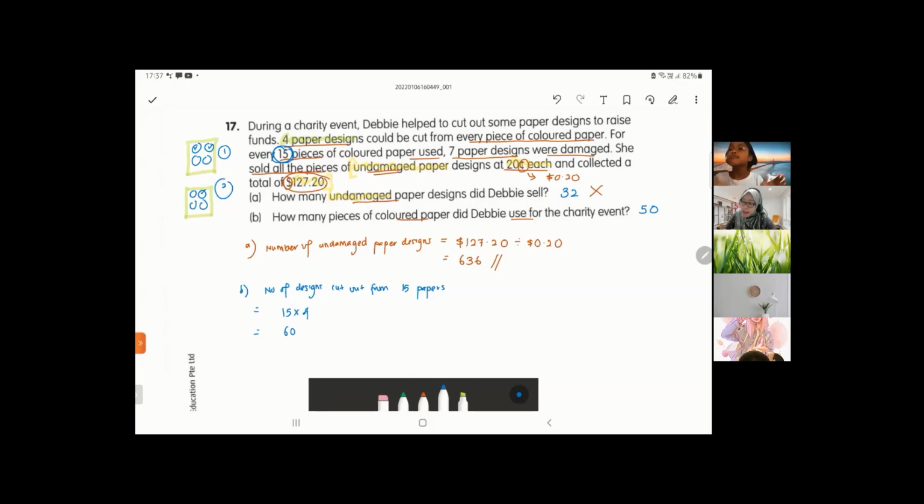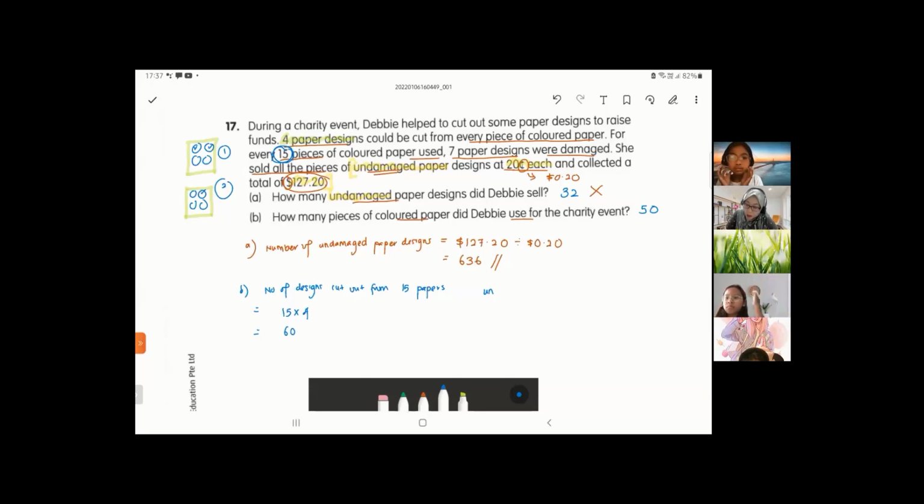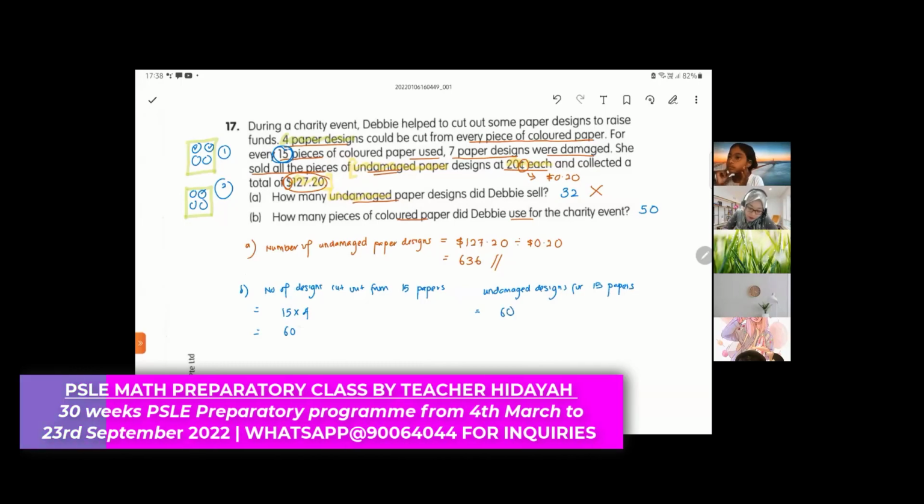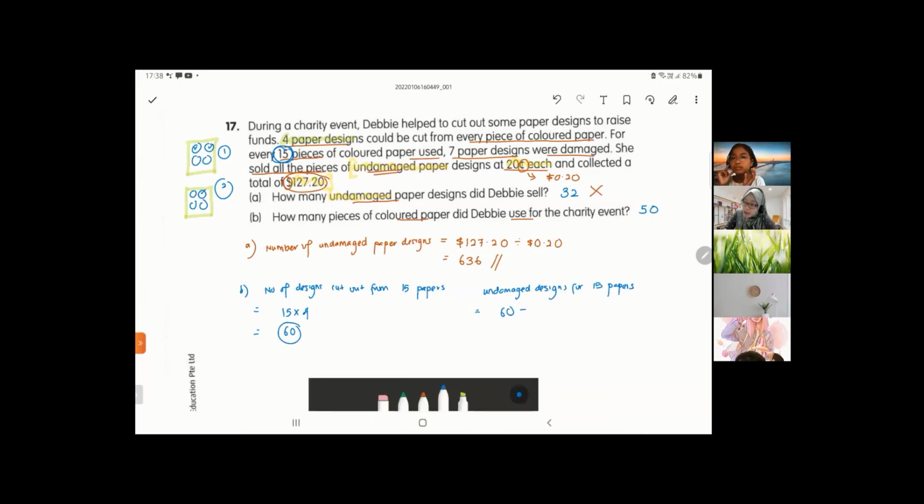Then we are going to find the undamaged designs for 15 papers. Okay, sorry. We are supposed to find undamaged designs for the 15 papers. Equals to, you take your 60, the number of designs that you get, minus, for all these 60, there will be 7 that are damaged, right? The 7 paper designs damaged, right? So undamaged will be the balance, will be 53.